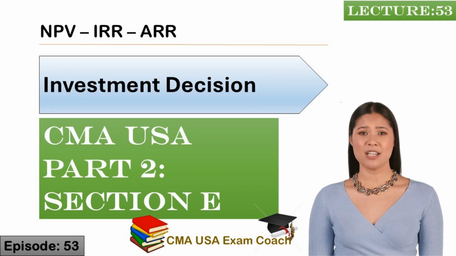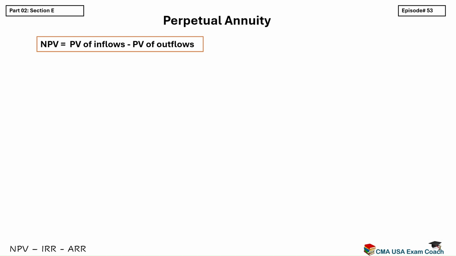NPV tells us the value created today, IRR tells us the rate of return on the project, and ARR focuses on accounting profits. By comparing them side by side, we can better understand their strengths, limitations, and how they are applied in decision-making. As we discussed in the last episode, net present value is calculated as the present value of inflows minus the present value of outflows. We even solved a few examples.